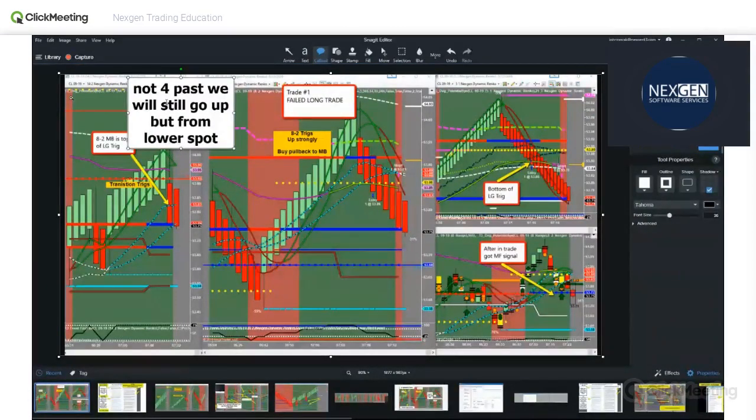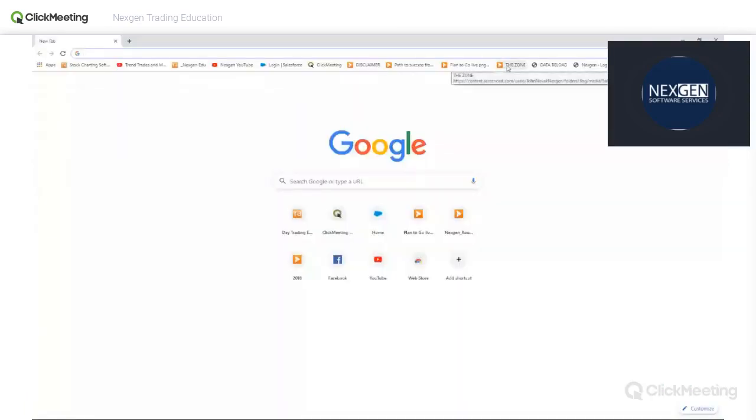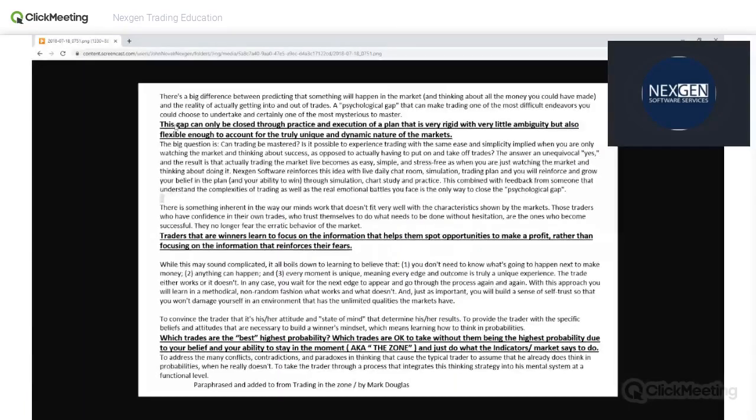And again, this is one of those things that's a hard, fast rule. So look, I was doing it in the context of this. It's a very rigid rule with very little ambiguity, but our software in the current situation is flexible enough to account for the truly unique and dynamic nature of the markets. This statement that I wrote in here, because the markets truly are unique and they truly are dynamic.